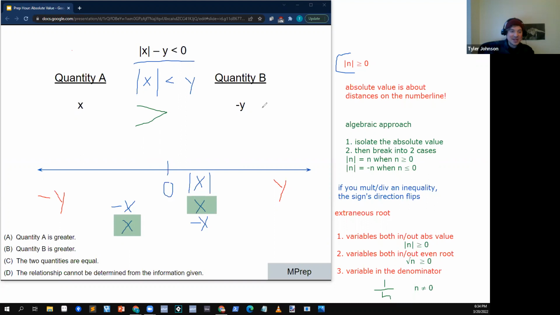So I didn't have to pick numbers or use too much math. I could just think about this logically and visually, understanding number lines and what absolute values mean.